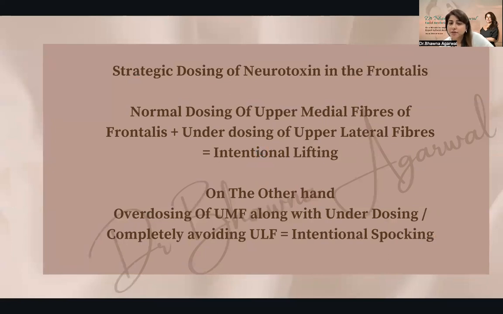Now, the strategic dosing of neurotoxin in the frontalis is that for intentional lifting, there is normal dosing of upper medial fibers and underdosing of upper lateral fibers. And for intentional spocking, there is overdosing or normal dosing of the upper medial fibers and complete avoidance of the upper lateral fibers.